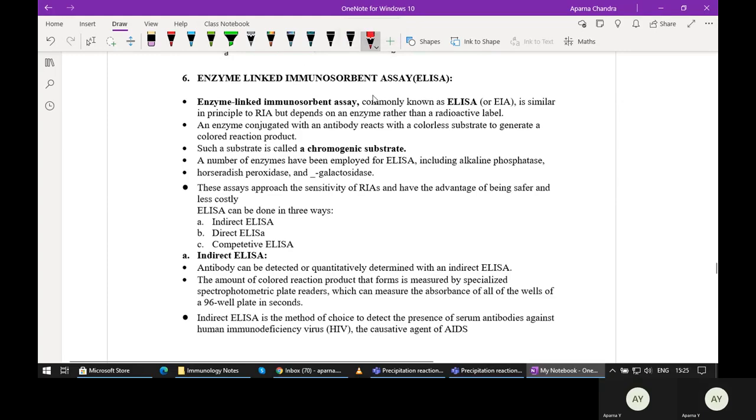We are going to discuss ELISA. ELISA stands for Enzyme Linked Immunosorbent Assay. You might have studied it in some other classes also. As I told you, the secondary antibody will be tagged with an enzyme. See, tagging can be anything.